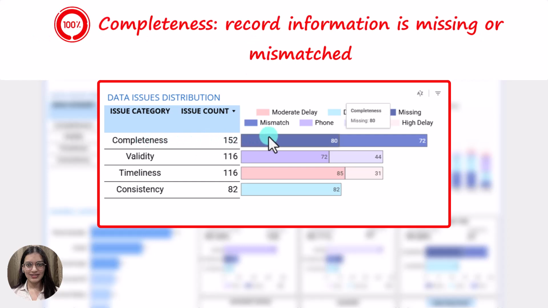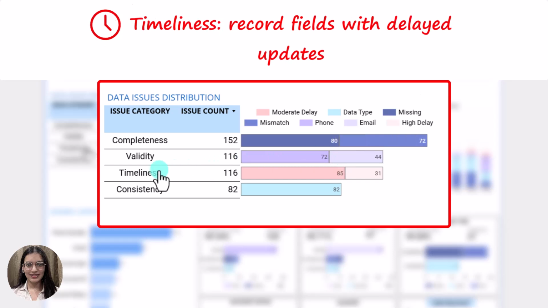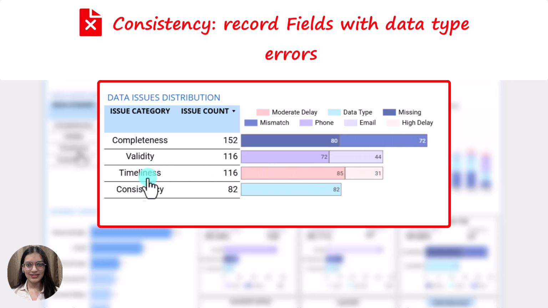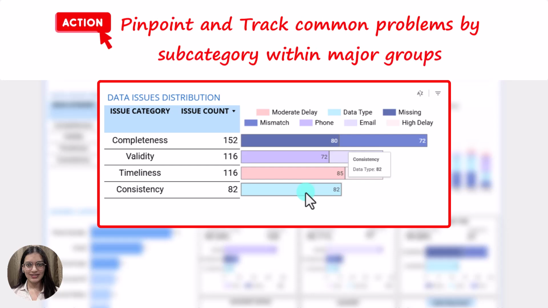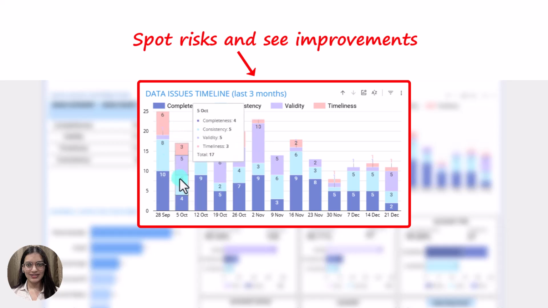Completeness highlights records where critical details are missing or mismatched. Validity refers to entries in the wrong format, such as phone numbers or emails, rendering them unusable. Timeliness emphasizes data that hasn't been updated on time. Lastly, consistency identifies mismatches such as formatting errors like using O instead of 0 in phone numbers, helping to pinpoint and track the most common problems by issue subcategory within these major groups. These issues can then be tracked over the last 3 months to spot risks and improvements.